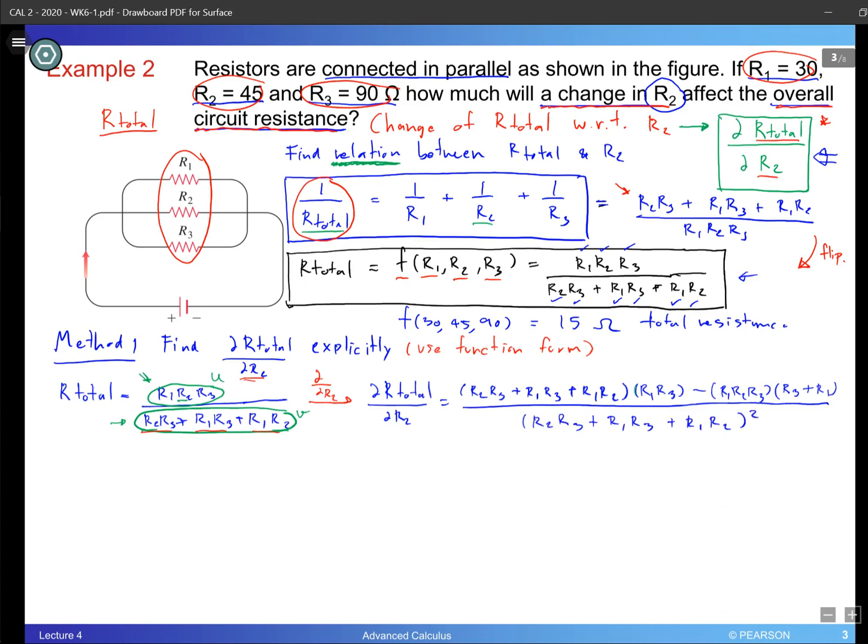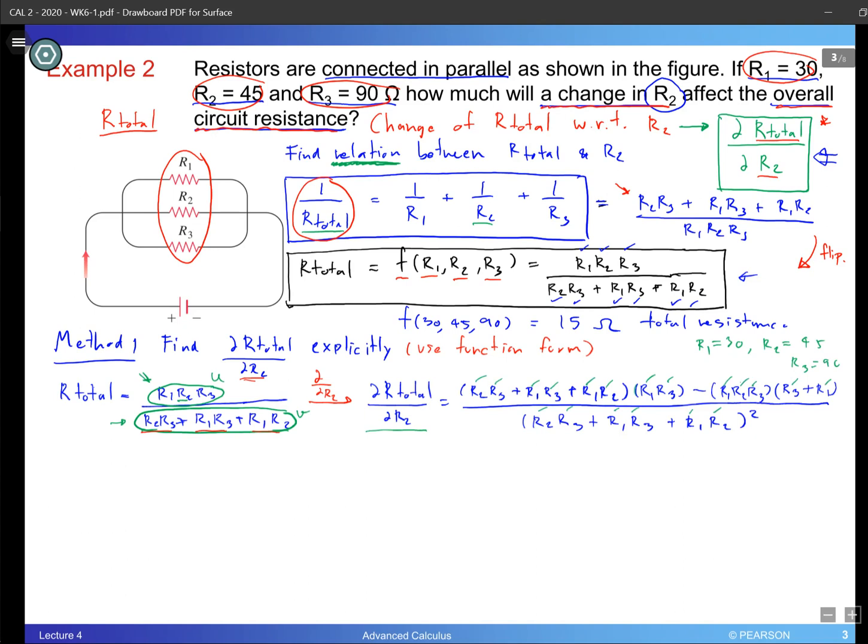So there you go. You have this expression to find this first order partial derivative, the one that we want right here. So we can just plug these numbers in. R1 equal to 30, R2 equal to 45, right? They give this to us, right? So R3 equal to 90, and we can just put them into these places. I know it's a lot, but that's the way it is.